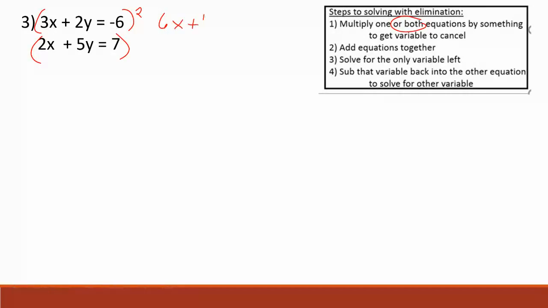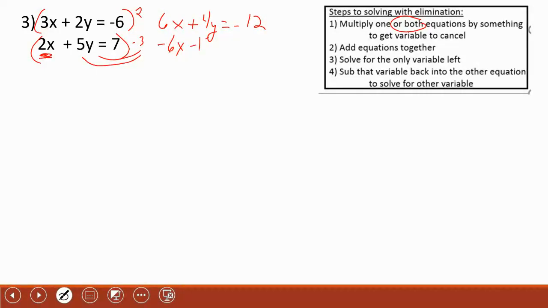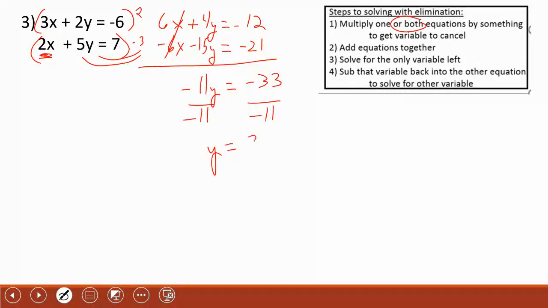6x plus 4y equals negative 12. And I'm going to multiply the bottom one by negative 3, not just 3, because I want this to be a negative 6x. So negative 6x, don't forget to multiply everything else by negative 3. Minus 15y equals negative 21. Now I can add. Now I've changed it to a problem where I can just add them together. So that's negative 11y equals negative 33, divide by negative 11, y equals 3.